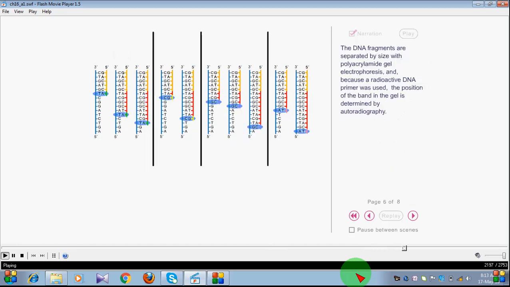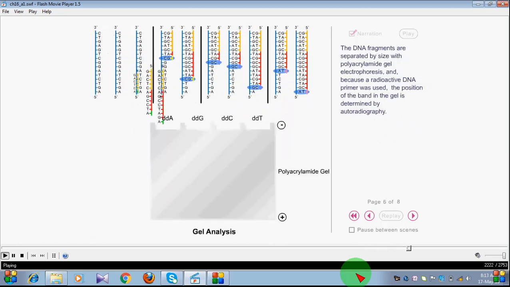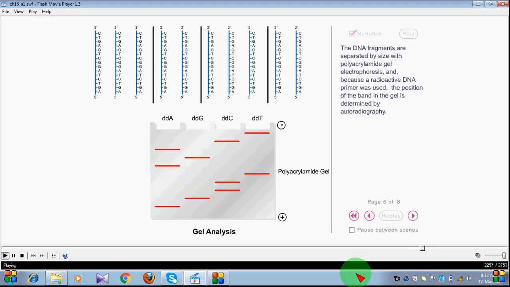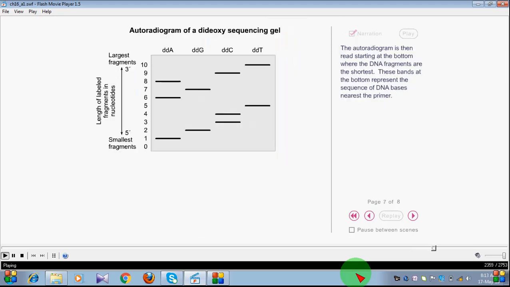The DNA fragments are separated by size with polyacrylamide gel electrophoresis, and because a radioactive DNA primer was used, the position of the band in the gel is determined by autoradiography. The autoradiogram is then read starting at the bottom where the DNA fragments are the shortest. These bands at the bottom represent the sequence of DNA bases nearest the primer.